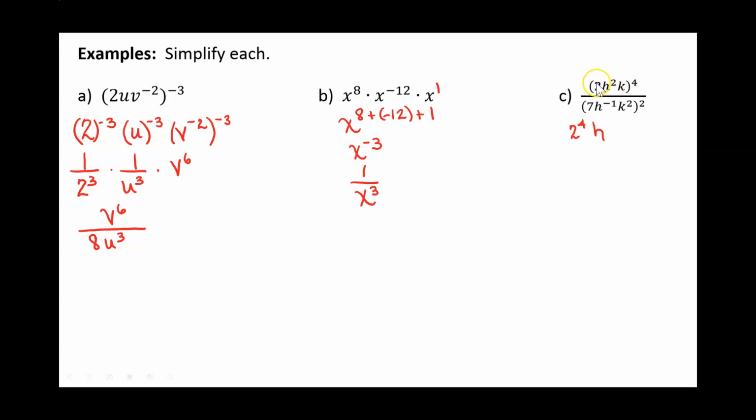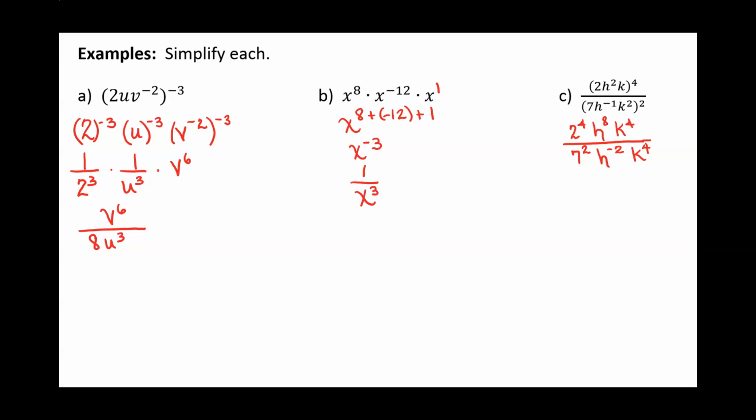To begin with, we had 2 to the 4th. What is the new exponent on h going to be? So I have h squared to the 4th. What would that be? H to the 8th. And then I have k to the what? 4th. In my denominator, that 7 is getting squared. So then let's look at our h. If you have h to the negative 1 squared, what's that going to be? Negative 2. And then you have k to the 2nd squared. What is that going to be? K to the 4th.